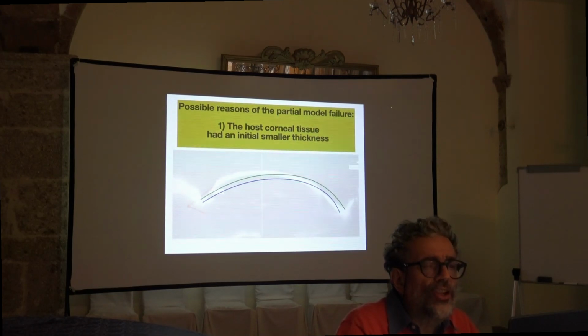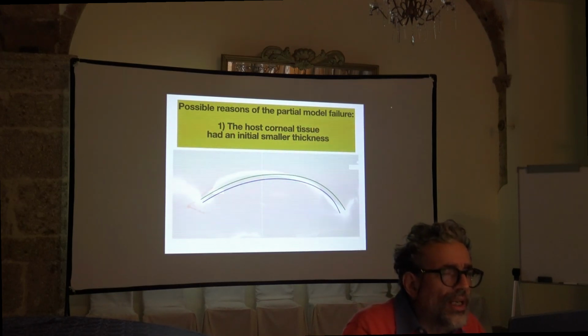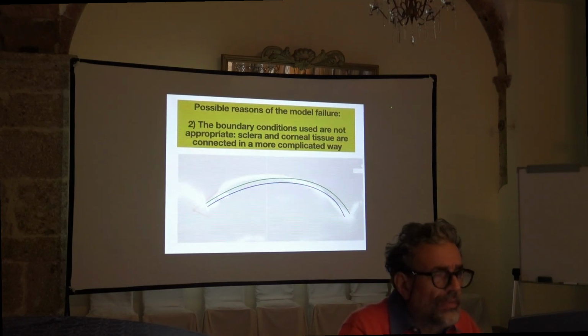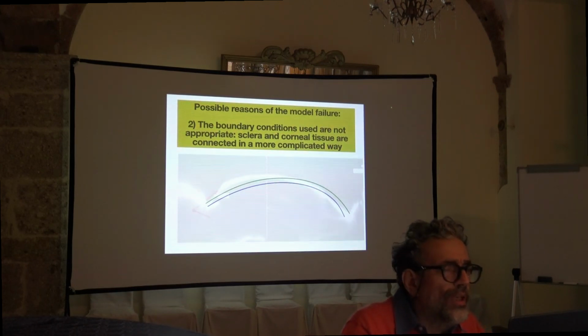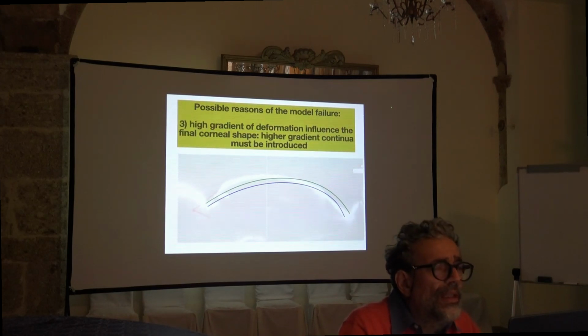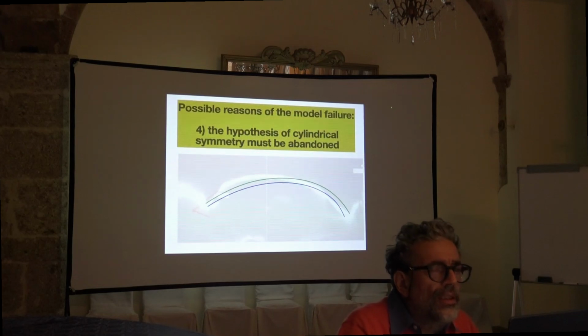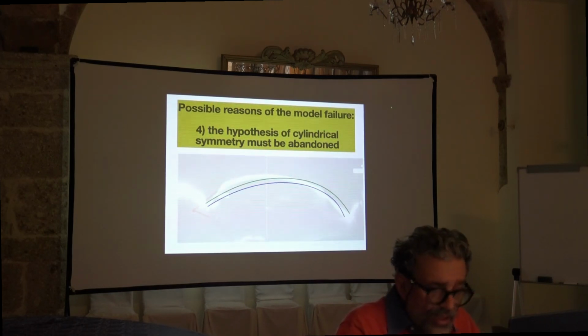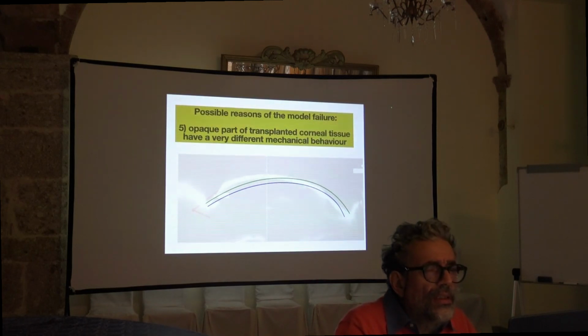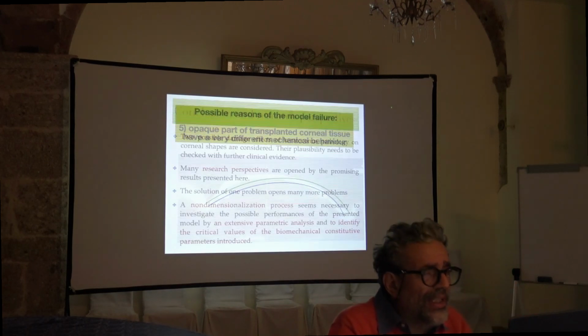Possible reasons of the partial model failure. The host corneal tissue had an initial smaller thickness. The boundary conditions used are not appropriate. Sclera and corneal tissue are connected in a more complicated way. High gradient of deformation influenced the final corneal shape, so probably higher gradient continua must be introduced. The hypothesis of cylindrical symmetry must be abandoned, because my left cornea is very irregular. It's not cylindrically symmetric. The opaque part of the transplanted corneal tissue has a very different mechanical behavior.